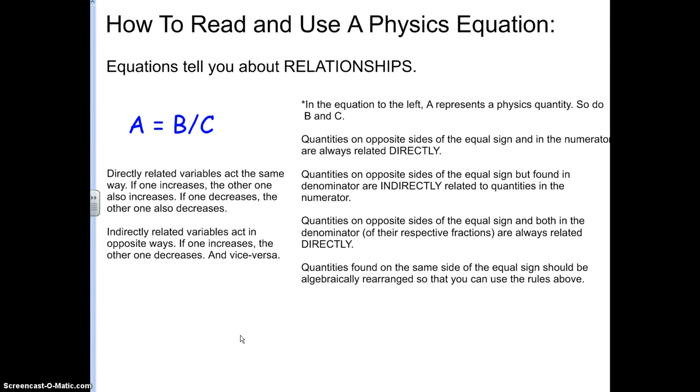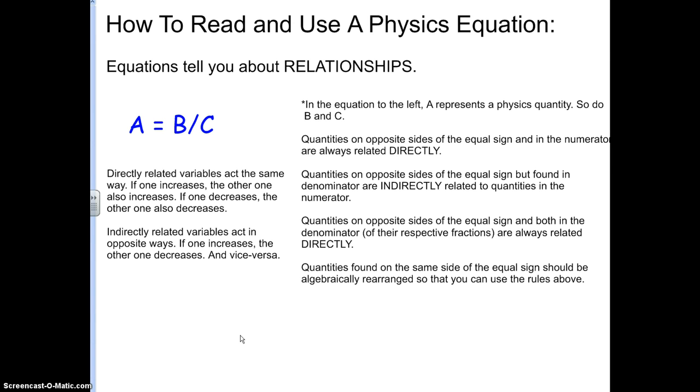It means that all other things being equal, if B increases, so is A. It's going to increase. If B decreases, then so is A. On the other hand, A and C are indirectly related because one of them is in the numerator and the other one's in the denominator of their respective fractions. And whenever that happens, you're going to have 2 variables that are indirectly related. So if one increases, the other decreases, and vice versa.